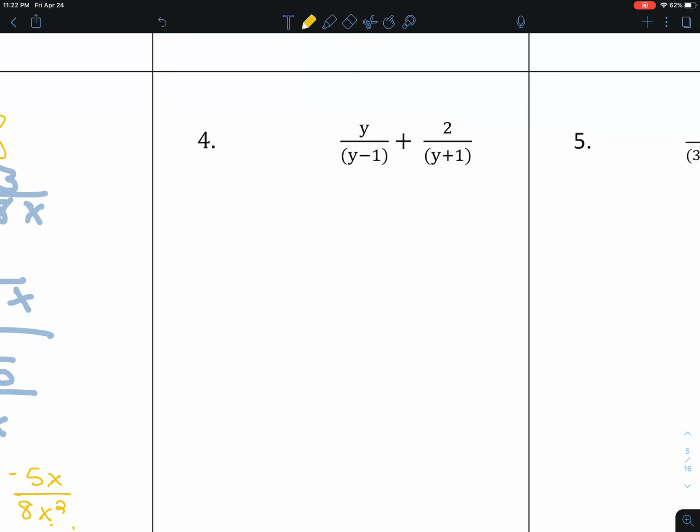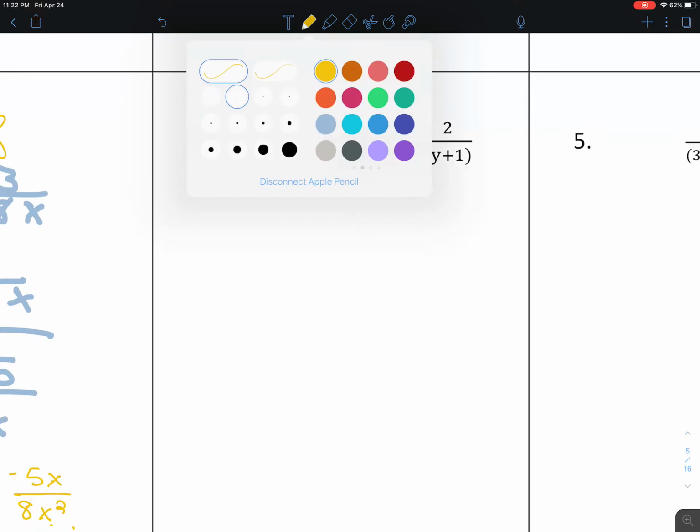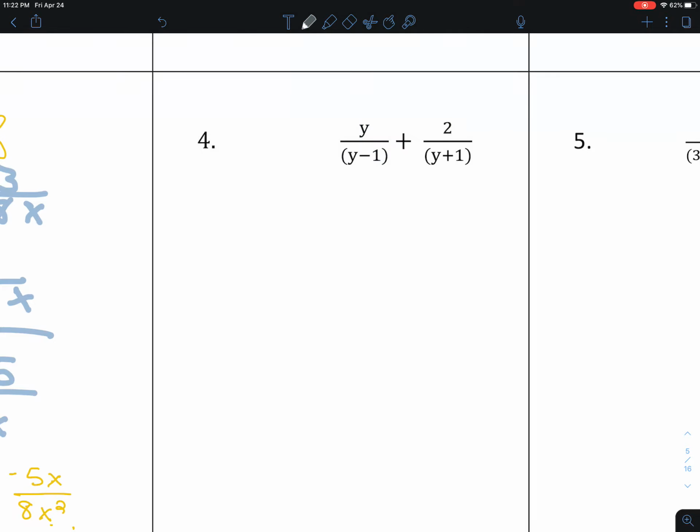Okay? I'm going to do this one by 2 different methods as well. First thing I want to do is find the common denominator. To find the common denominator, I'm going to write them vertically because that's how I learned how to do it when I was in school a long, long time ago. Okay, so my common denominator, the best way to find it is just to multiply those 2 together.